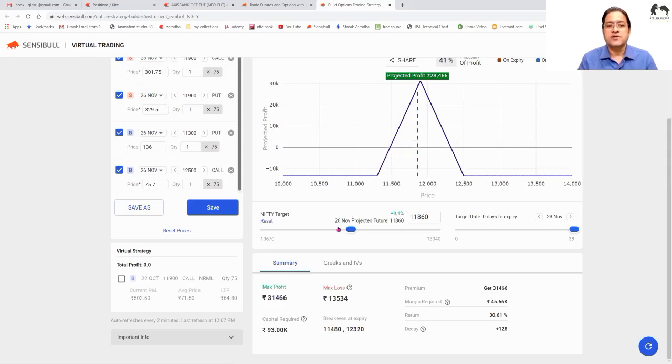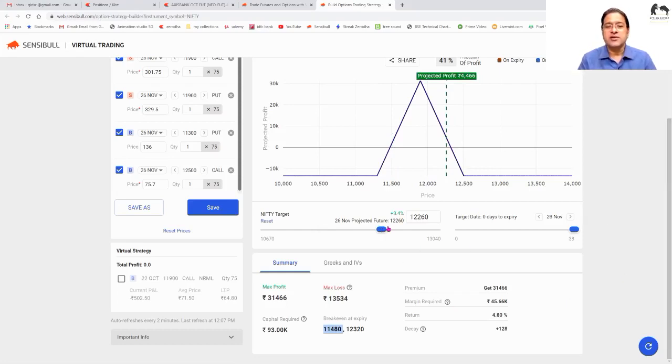Now let's look at, until here is the range. As you can see here, 11,480 and about 12,320. Any trade which is between these 2 points, you will make money. This is exactly known as a long butterfly. As you can see here, this is the long butterfly.